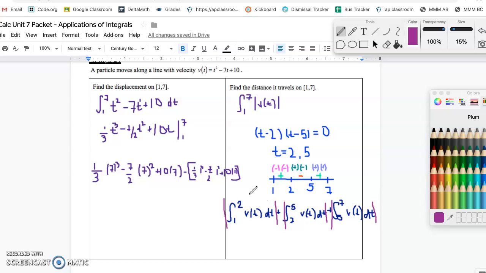So from here, it's the same process that you did here. I'm going to let you guys try that on your own. I will post the answer in the slide.